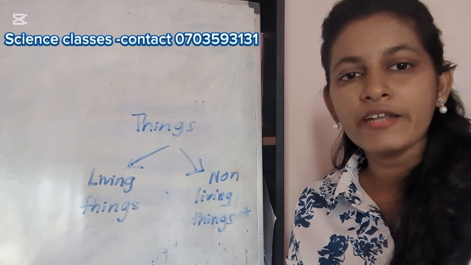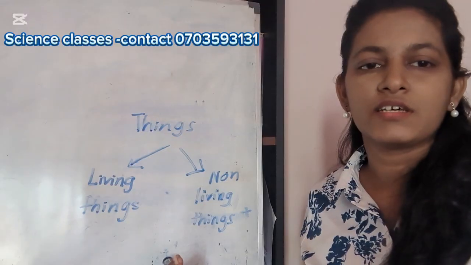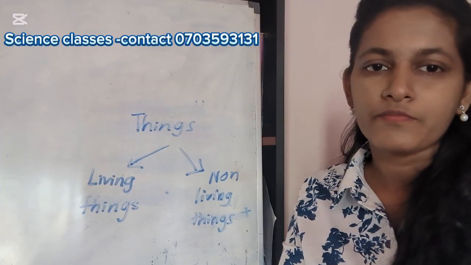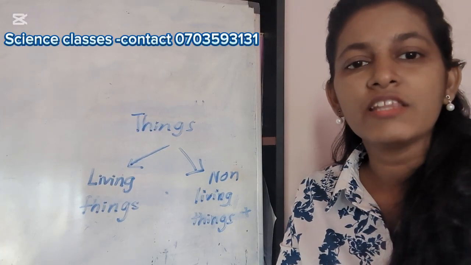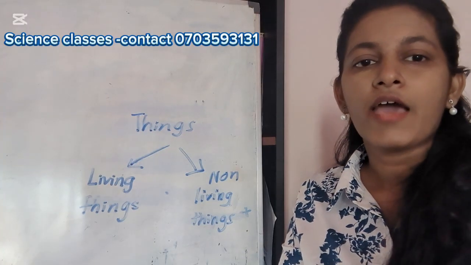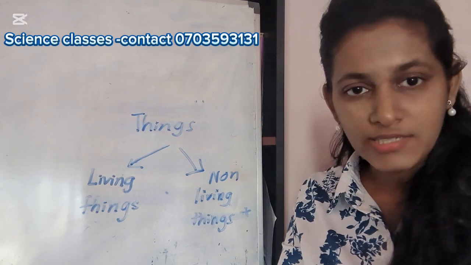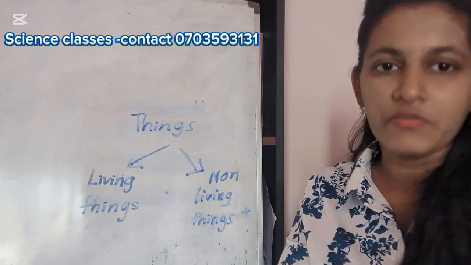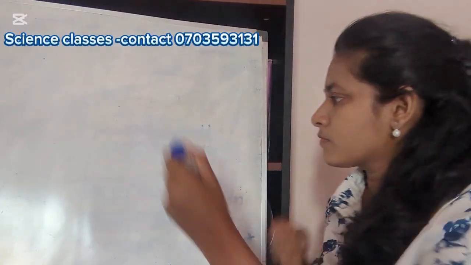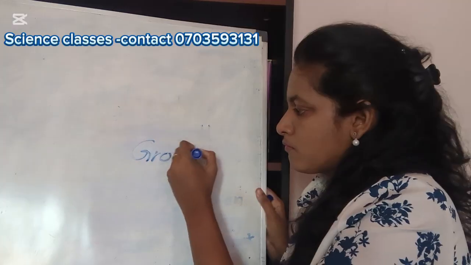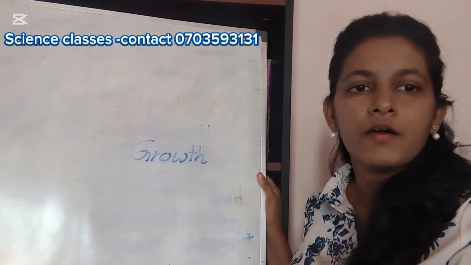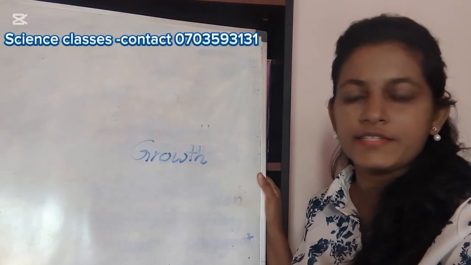So how can you identify living things from non-living things? How would you tell whether an object is a living thing or a non-living thing? You can see whether the object is growing or not. So we are considering growth as a feature to classify the living things from the non-living things. Let's see what growth is. Growth is the increase in size, amount or height.